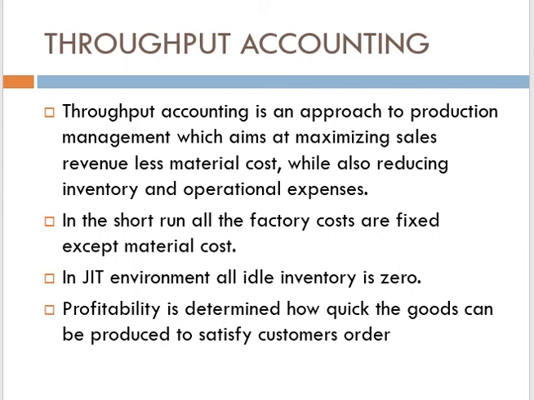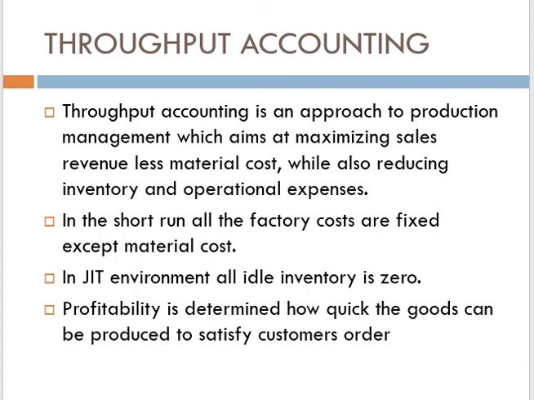These are the three concepts of throughput accounting. Throughput accounting aims at increasing sales revenue, decreasing material cost, and reducing inventory and operational expenses. As all the factory costs are fixed except material cost, it should use the just-in-time environment, making sure that no inventories are kept idle, since idle inventories lead to zero profitability.